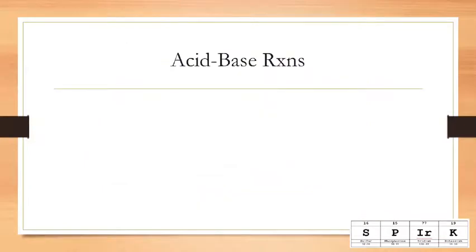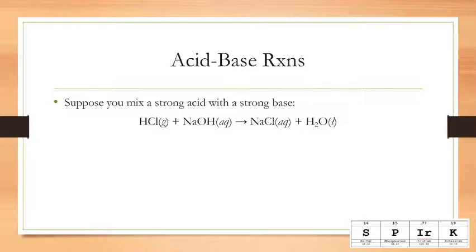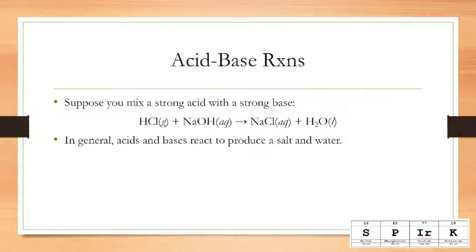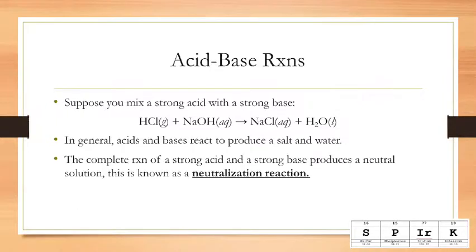So we're going to be looking at acid-base reactions. Suppose you mix a strong acid with a strong base. So we're going to add HCl plus NaOH. In general, acids and bases react to produce a salt and water. And remember that a salt is just any ionic compound. The complete reaction of a strong acid and a strong base produces a neutral solution. This is known as a neutralization reaction.